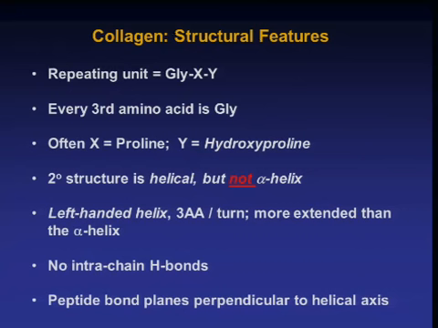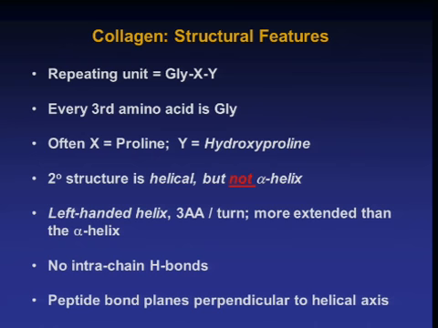It has secondary structure that is helical, but it is not an alpha helix, as we'll see. It's a left-handed helix, and it only has 3 residues per turn. An alpha helix has 3.6 per turn, while a collagen helix is left-handed and has only 3 residues per turn. So is that more extended or less extended? It's more extended.